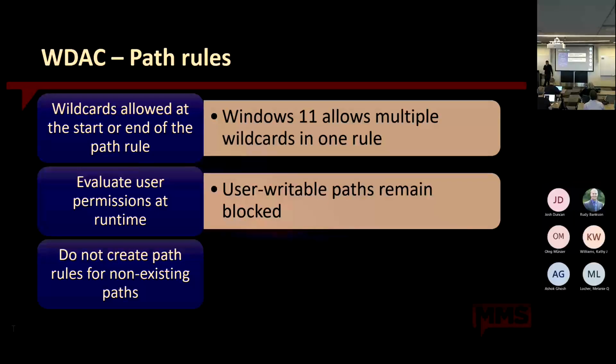In Windows 10, you can only have a wildcard at the beginning or at the end of your path. Having a wildcard at the beginning of a path is probably not the best thing to do. It makes more sense to have it at the end of the path and say, hey, I want everything in C:\Program Files wildcard, something like that. That makes sense.